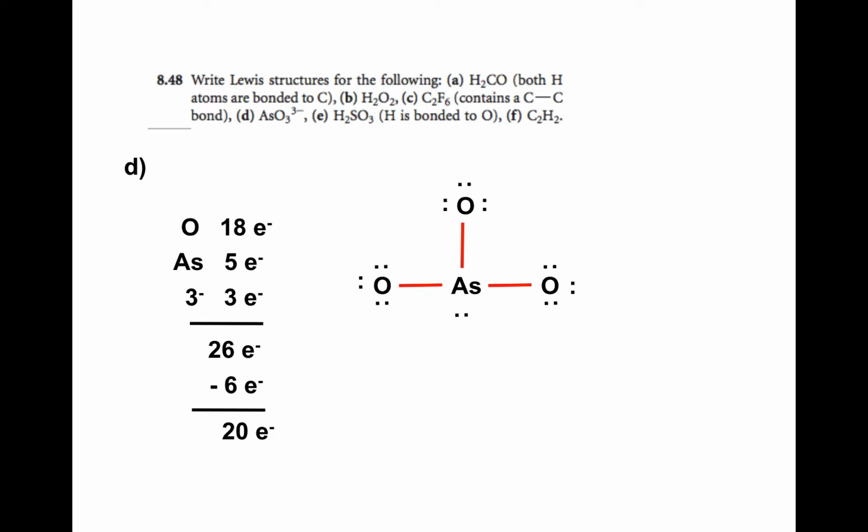E, if we're doing sulfurous acid. Formal charge. Formal charge is defined as the valence number minus the electron count. So for this particular compound, we have formal charge.